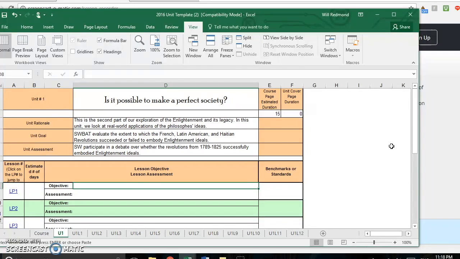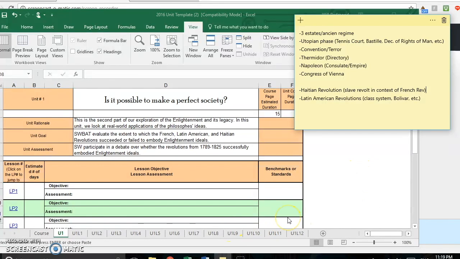Now, just getting started on your unit, the first thing you should already have completed is your course cover page, which is going to give you a little bit of your framework going in. At that point, you should already have a unit goal and a unit assessment in mind. This is absolutely a chance to reevaluate that, but it's at least a starting place that fits in with the course narrative that you set up at the start of a year.